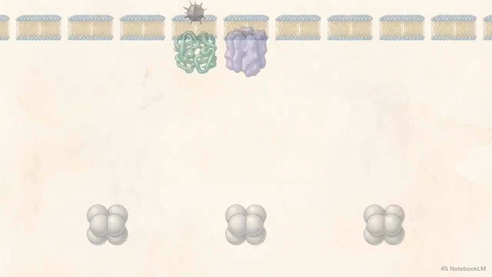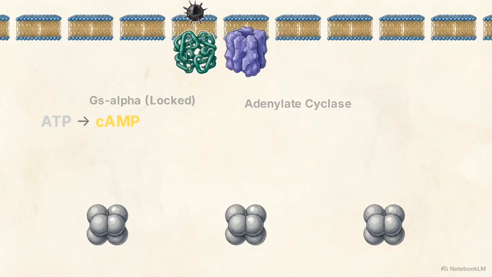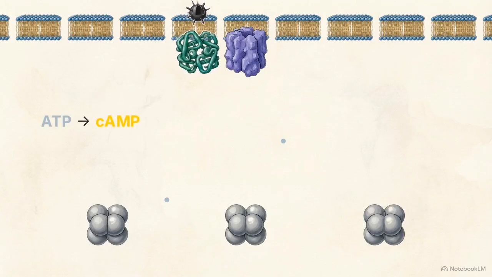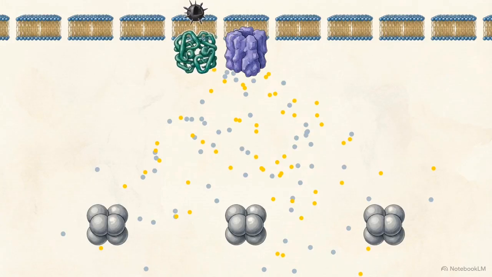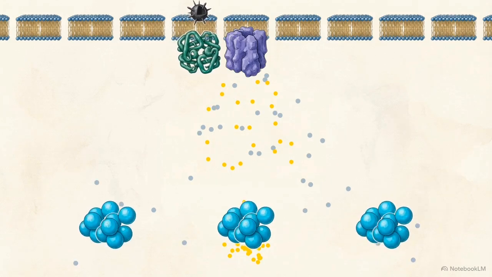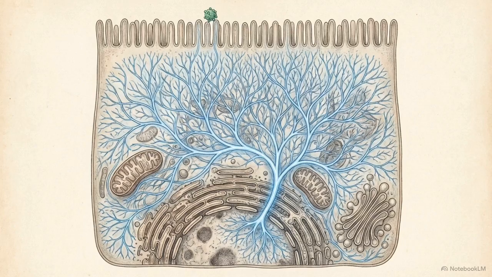The locked GS-alpha subunit provides unrelenting stimulation to an adjacent membrane enzyme, adenylate cyclase. Stimulated adenylate cyclase rapidly converts available ATP into cyclic AMP, flooding the interior of the cell. Without a way to turn the engine off, the concentration of intracellular cyclic AMP begins to spike exponentially. This high concentration of cyclic AMP binds to and activates protein kinase A, or PKA. A single toxin interaction at the surface has now been amplified into a massive intracellular signal through this secondary messenger cascade.